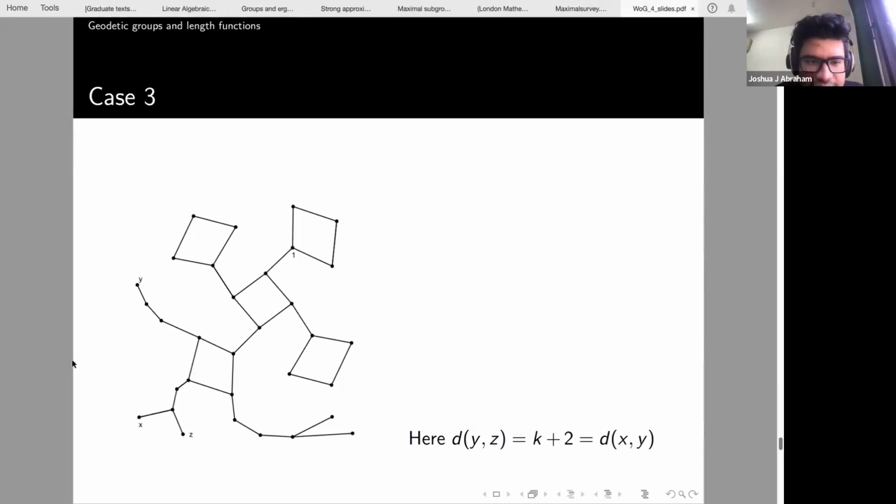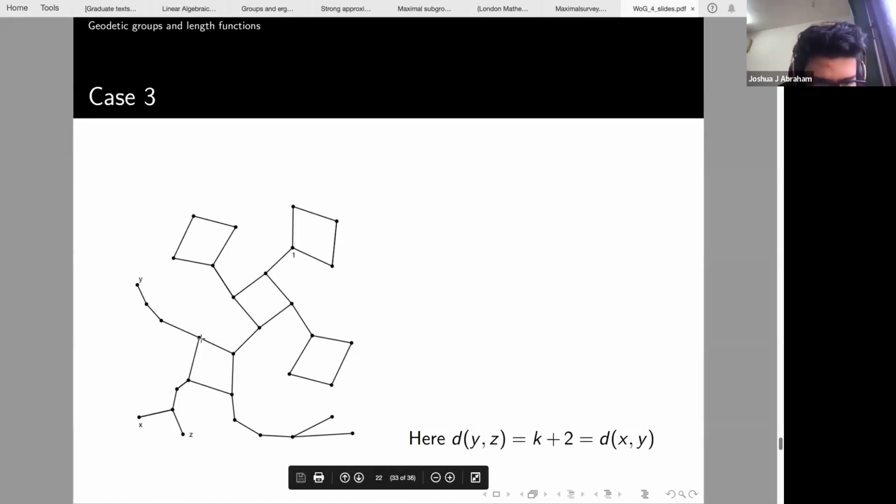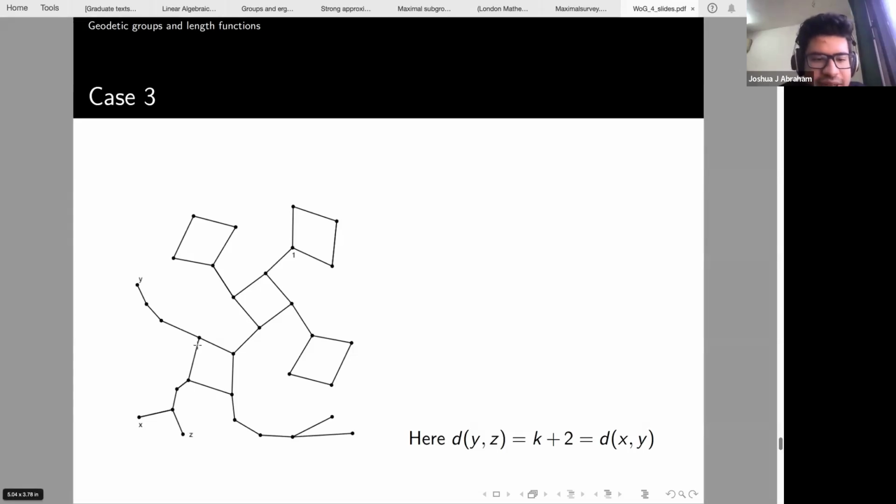And then the third configuration is that they diverge along adjacent vertices of C4. So in this case, d of xy is equal to d of yz, but it's equal to k plus 2. Here k is the common path that they shared before diverging. And in this case, when you look at the geodesic from y to x, if the geodesic went along this way, it would turn out that it is exactly k, but now we have a shortcut.